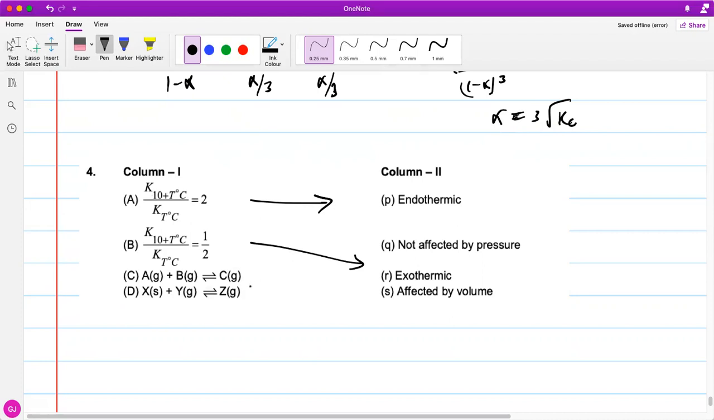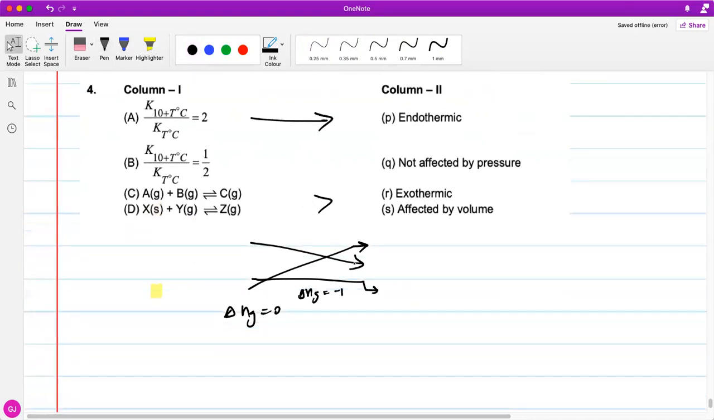For a reaction like this, delta Ng is 0, right? You can see here X is solid, so delta Ng is 0. So it is not affected by change in pressure. And here in the last option, in the C option, right? Delta Ng is -1, right? So it is affected by change in volume. Right?